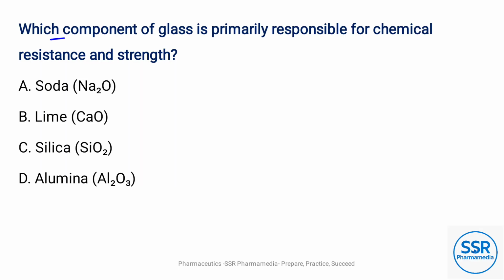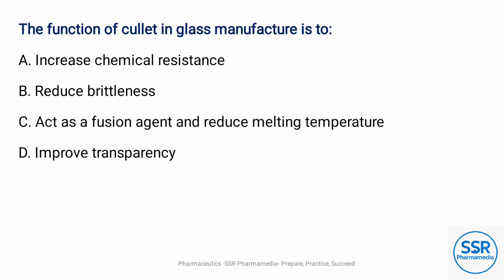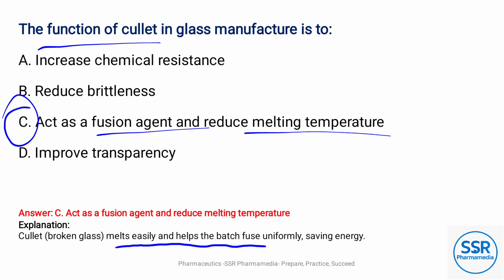Moving to the questions. Which component of glass is mainly responsible for chemical resistance and strength? Option C, silica. Silica, nearly 70 to 75% present in each container, forms a glass network and provides strength and chemical resistance. Function of cullet in glass manufacturing is option C, act as a fusion agent and reduce melting temperatures. It melts easily and helps the batch fuse uniformly, saving energy.